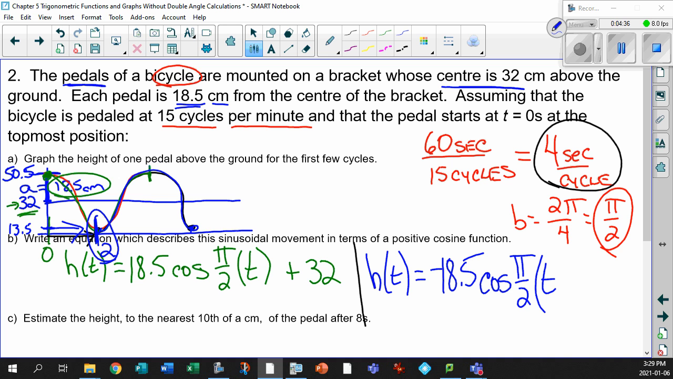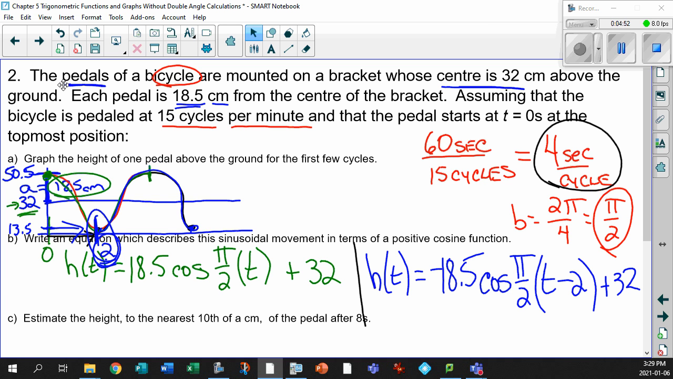But now you're shifting to the right 2 seconds. Okay, so put in the right 2 seconds. Shift to the right 2 seconds. Perfect. Easy peasy. Plus 32. Got the same values.